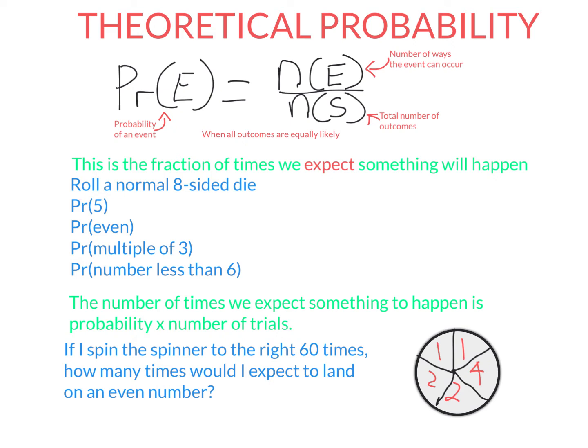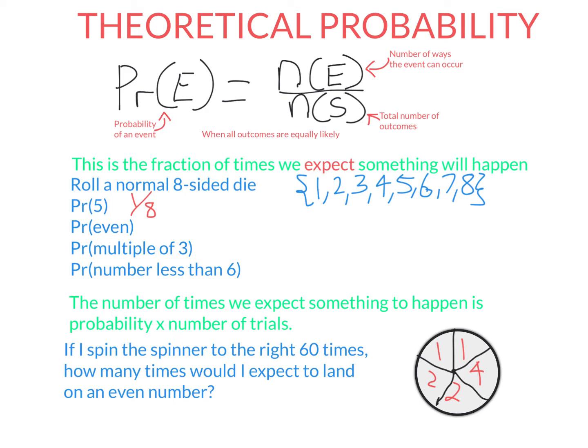So let's say I roll a normal 8-sided die. Normal just means that the faces are labeled 1 to 8. What I'm listing here is the sample space, the list of possible outcomes. For an 8-sided die, there are 8 possible outcomes. This notation here means the probability of. So this is saying the probability I roll a 5. Well, there's one 5. There's one way I can roll a 5, so 1 goes on top. There are 8 outcomes in total, so 8 goes on the bottom.